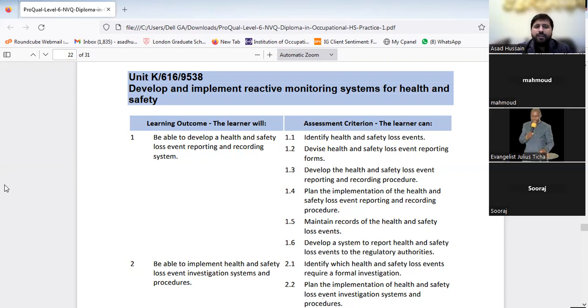In 1.3, you can see there, develop the health and safety loss event reporting and recording procedure. So you have to explain here how you are developing a reporting and recording procedure for your organization. And as evidence, I require an accident reporting procedure from you. Now moving forward, is it fine till here?